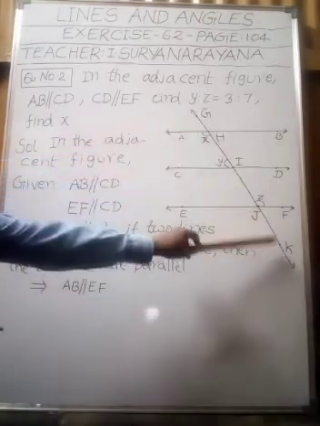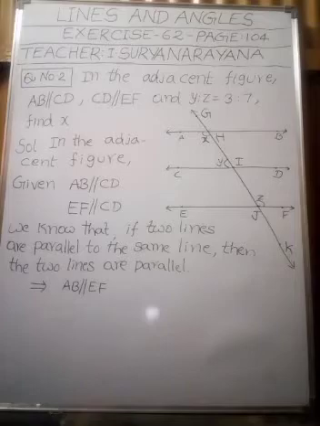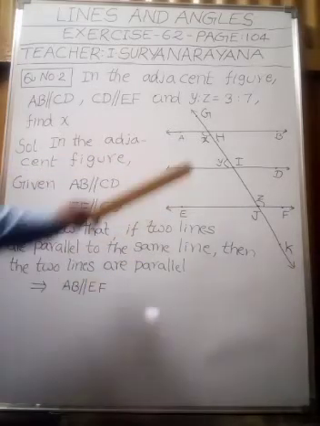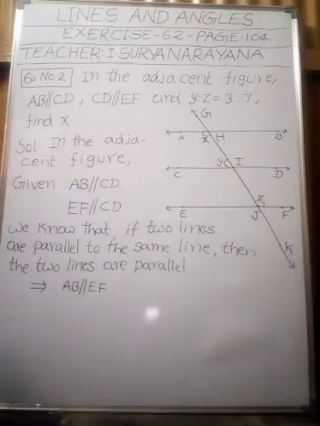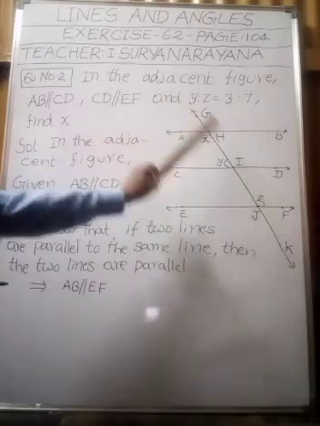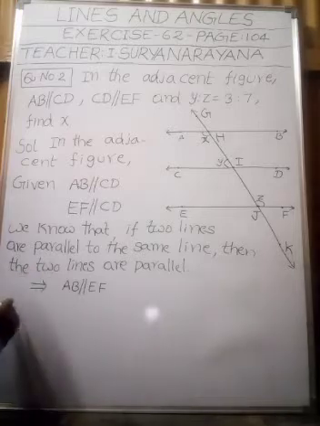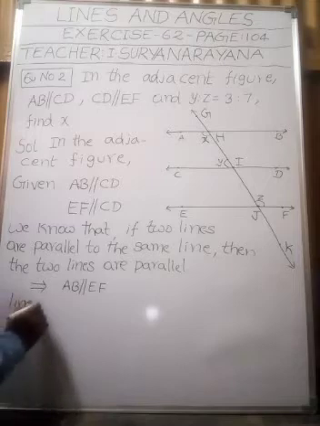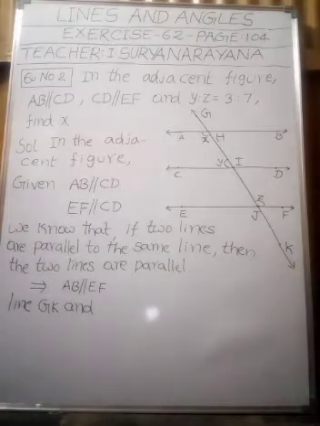GK line and CD line are intersecting at I. Isn't it, my children? Yes. Angle y is vertically opposite to this angle, so this angle is also y. So GH line or GK line and CD line are intersecting at I. GK and CD.